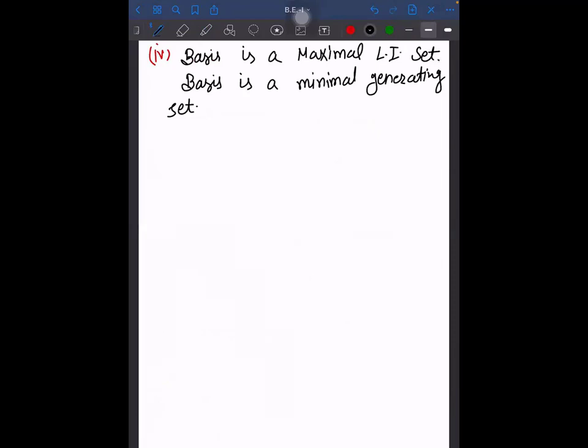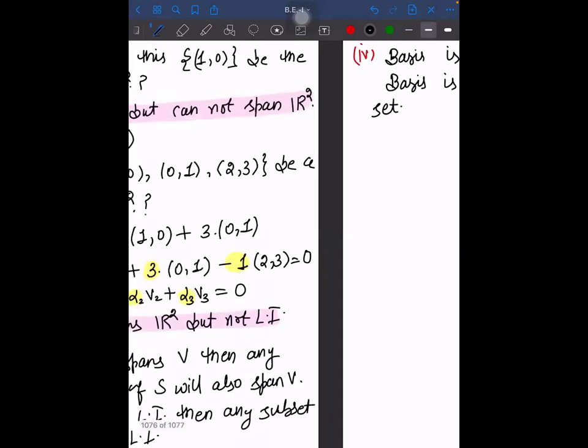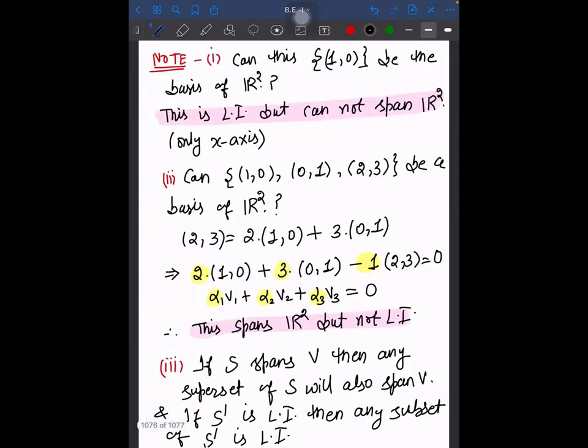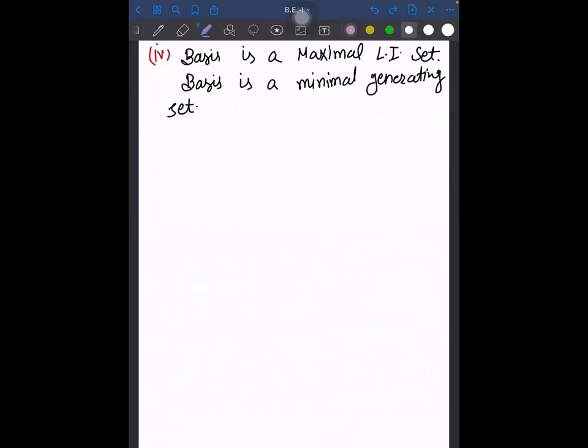अगर उससे ज्यादा बढ़ाया तो वो linearly dependent ही होंगे. And minimal spanning set, क्योंकि अगर हमने उससे छोटा किया तो यहाँ पे सिर्फ x axis ही generate हो पाई. We were only able to generate the x axis because we cut down that B, right? So if we cut down that B, we'll not be able to span the whole V, right? So B is such an optimal set that it is a maximal Li set. Anything bigger than this will be linearly dependent, and it is a minimal generating set. Anything shorter than this will not be able to generate the whole vector space.